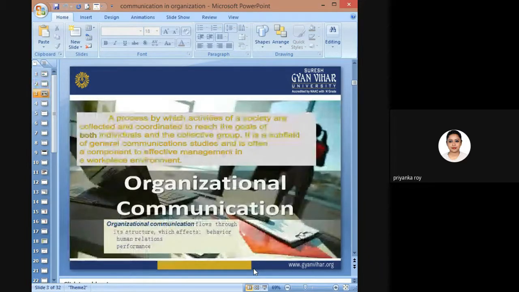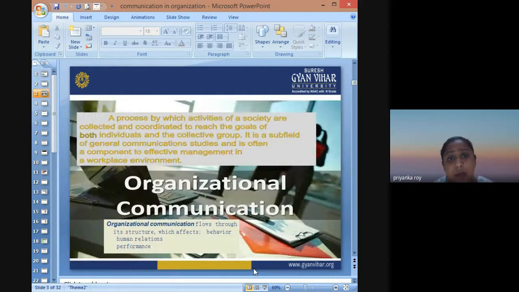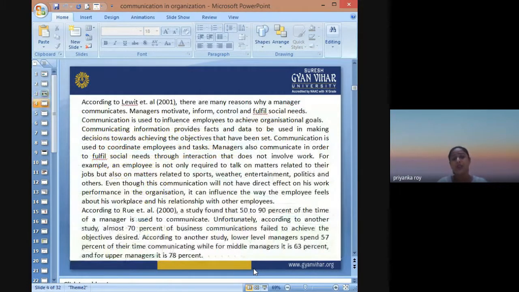What is communication? It's a process by which activities of a society are collected and coordinated to reach the goal of an individual and the collective group. It is a subfield of general communication studies and is often a component of effective management in a workplace environment. Organizational communication flows through its structure, and behavior, human relations, and performance depend on this organizational communication.